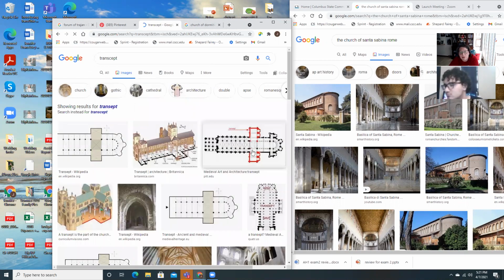Okay, so here is the transept. It's that arm that comes across. Here's the nave, and then the dome usually sits right in the area where the nave and the transept cross. We call that the transept crossing.